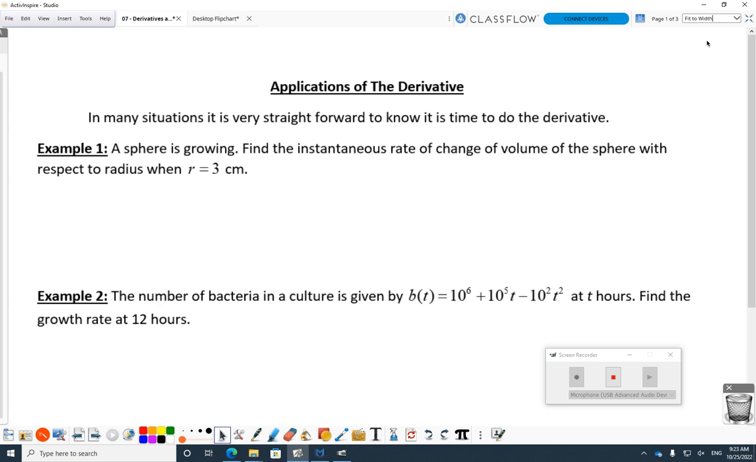Applications of the derivative. In many situations, it's very straightforward to know when it's time to do the derivative. We've done a little bit of derivatives where we're sort of good at them now. We sort of know how to take derivatives. But the question is, when do I do it? That's what I'm teaching today. When do I take the derivative? Let's read this question, which is totally rephrased from your note because it was phrased awfully in your note. So if you could fix it with my new phrasing.